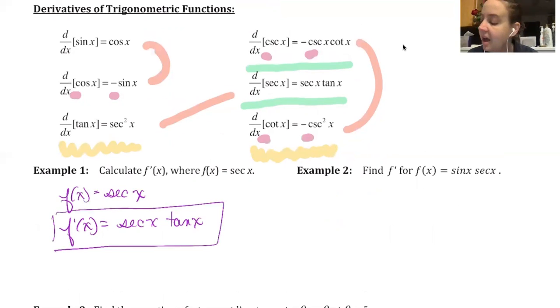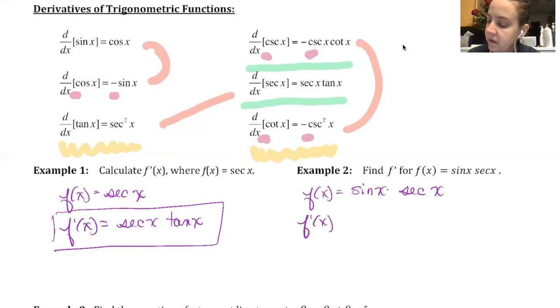Awesome. For number 2, find f prime for sine of x secant x. So if f of x is equal to the sine of x times the secant of x, these are being multiplied, so this is a product rule. And if you're still getting used to that product rule, it doesn't hurt to jot it down. If you've already got it memorized because you've used it, then don't worry about that.